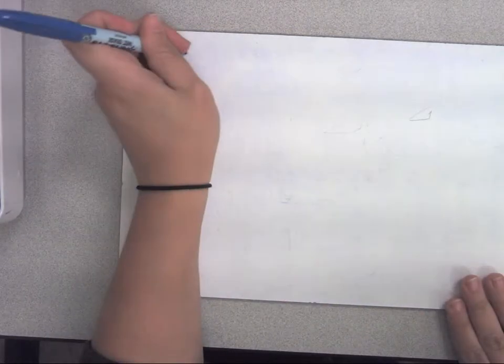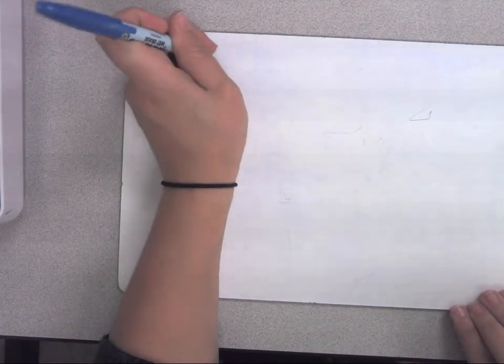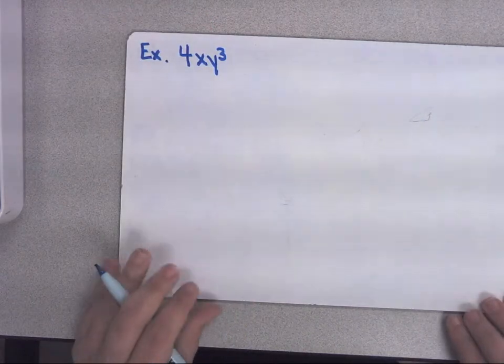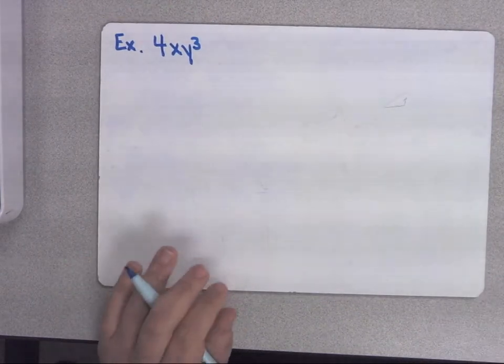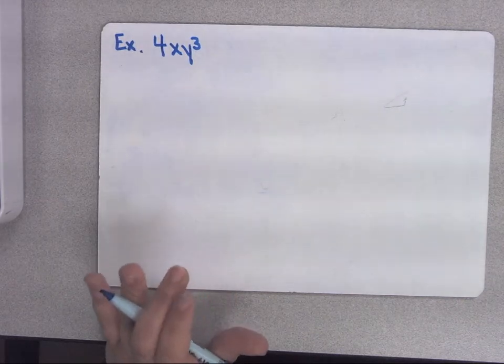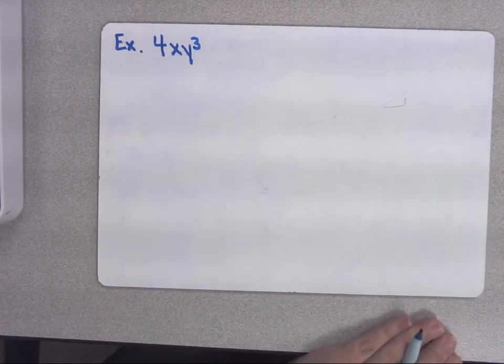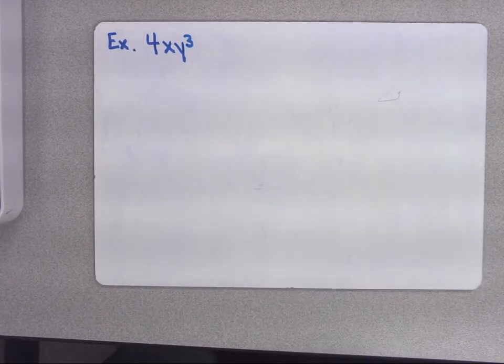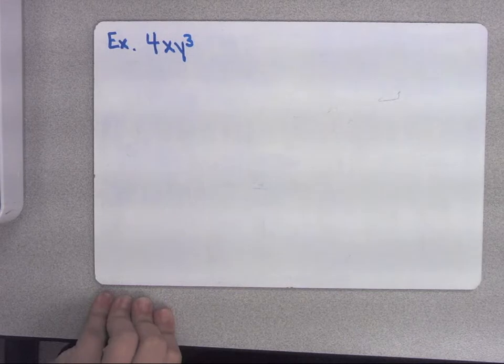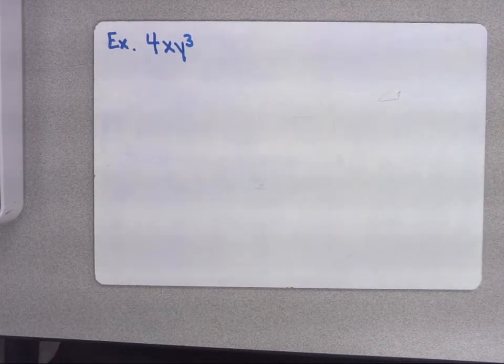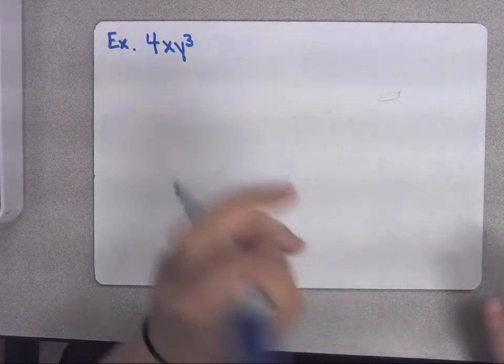So, 4x y to the third. Yes or no, is this a polynomial? You just check and see, does it have any of the stuff it's not allowed to have? Any of the weird exponent things it's not allowed to have, or any of the weird variable things it's not allowed to have? So is it yes or no? Is it a polynomial? Yes.